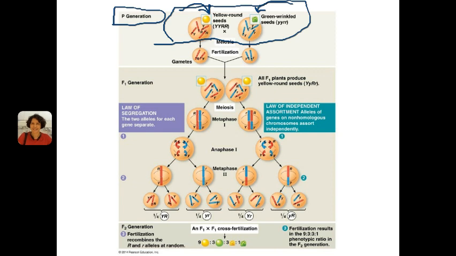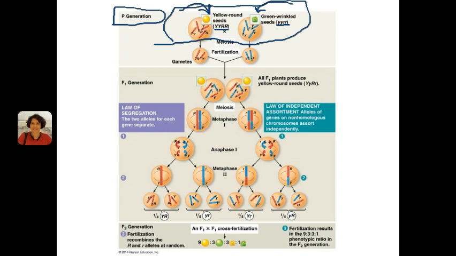The genotype of the pea plant with yellow and round seeds is big Y, big Y, big R, big R, and the genotype of the other plant is little y, little y, little r, little r. We know that big Y is dominant over little y. Big Y stands for yellow seeds, and little y stands for green seeds, and big R is dominant over little r. Big R stands for round or smooth seeds, and little r stands for wrinkled seeds.